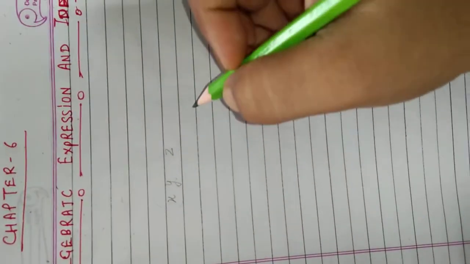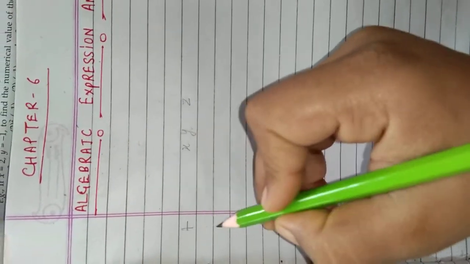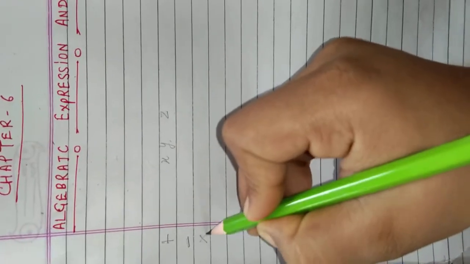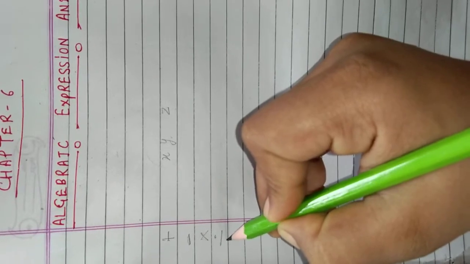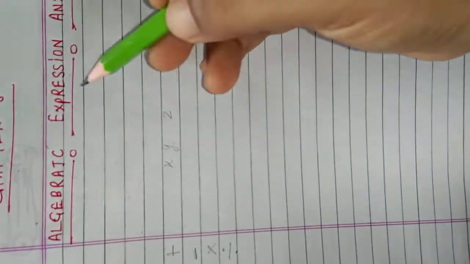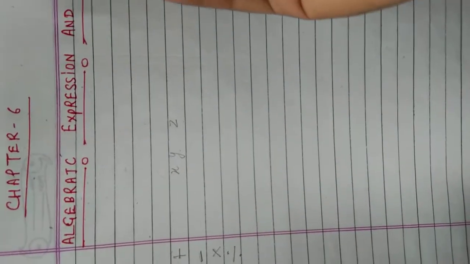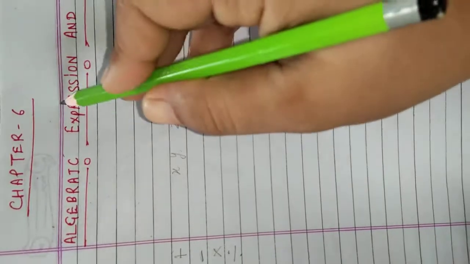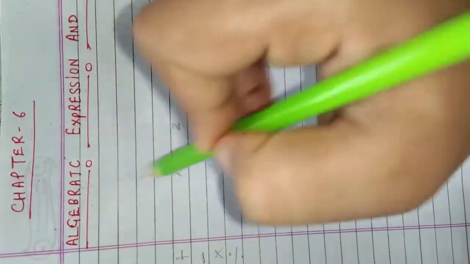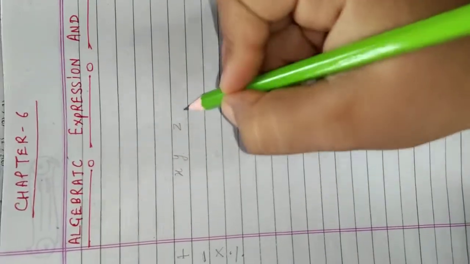And what are operations? Plus, it is addition, subtraction, multiplication and division. So you have to use these operations over there. And now what is expression? Expression is a way to express algebraic letters or their equation.